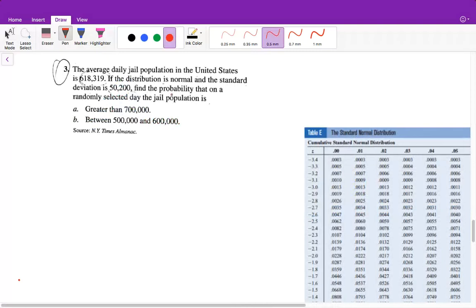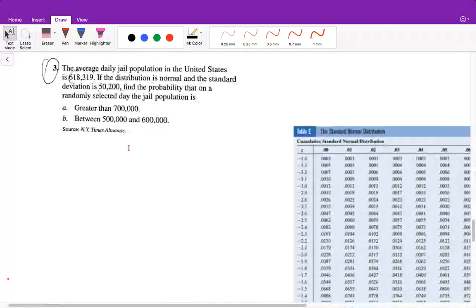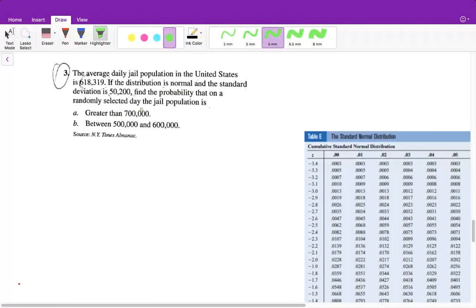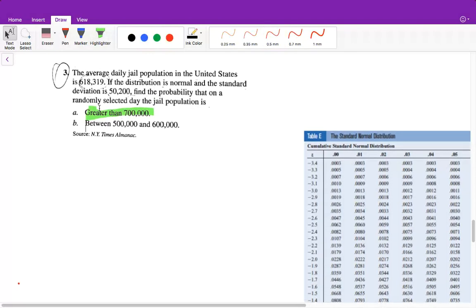All right, these ones are just a little bit different, because this first one, we are finding the probability that a number that is selected is going to be greater than 700,000. So it's not less than, but it's greater than. So there's just one slightly different thing that we need to do.